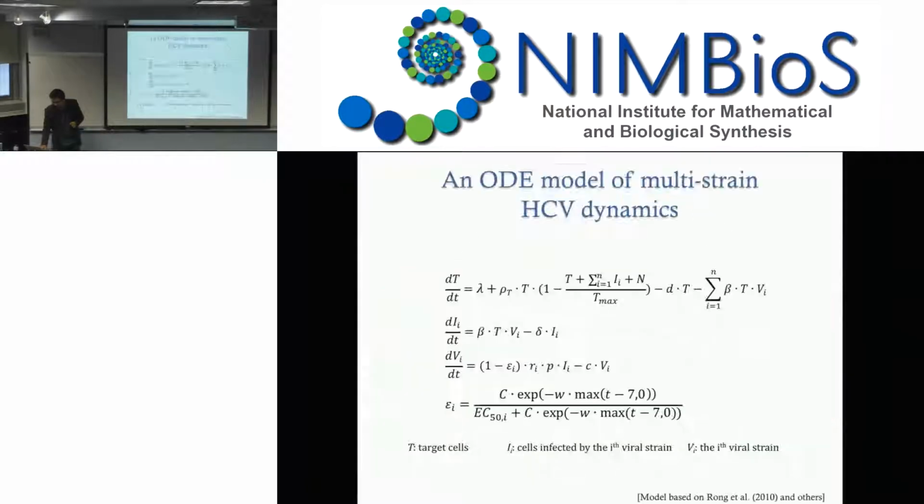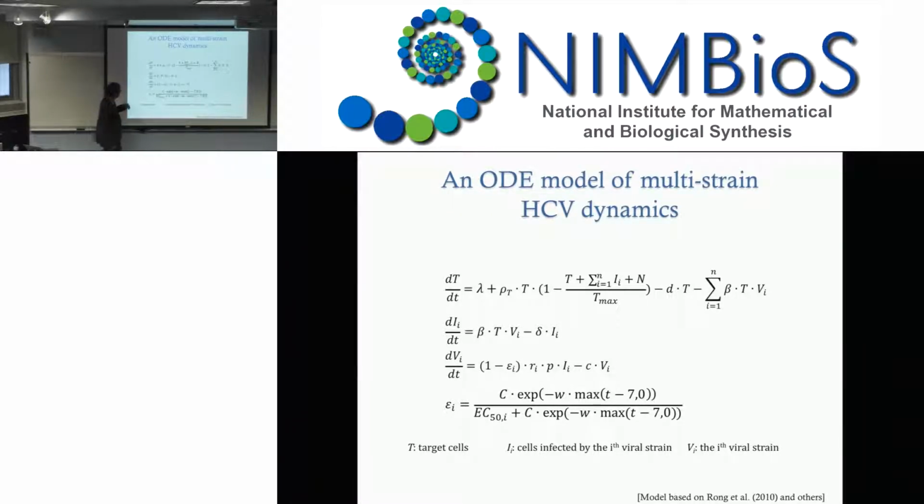Okay. So this is where I came in, using my expertise in mathematical modeling. What we did first is we say, we have existing models that have been very successful in explaining HCV treatment and resistance development, based on previously published models by Ron and Parison. So we just extended that model to incorporate multiple strains, to see whether the existing model can explain the data set we have.